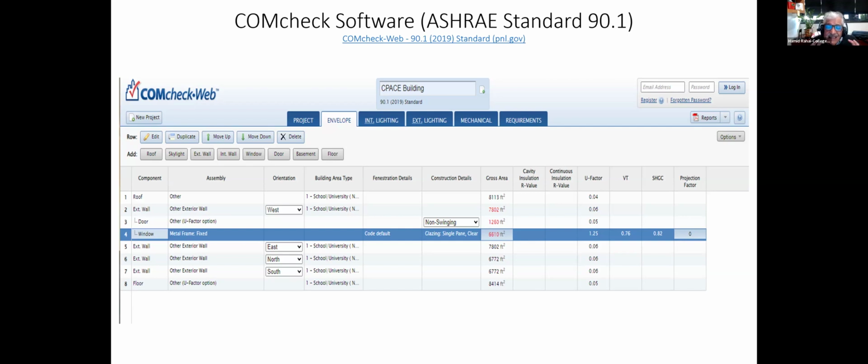And this one is based on the ASHRAE, American Society of Heating, Refrigerating and Air-Conditioning Engineers, standard 90.1, which is for buildings and is in collaboration with the Department of Energy. So you run this simulation to see if you meet that standard for rating.